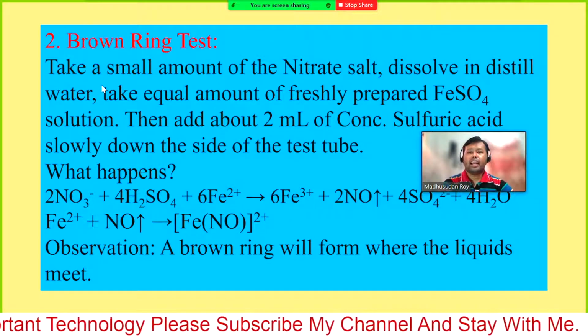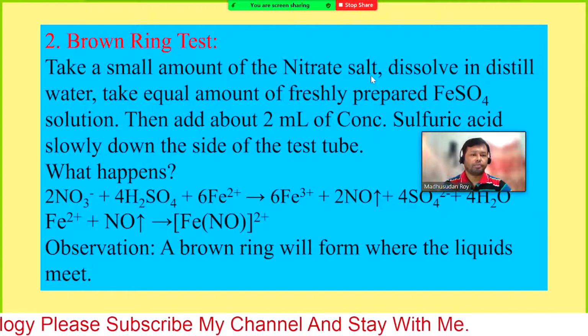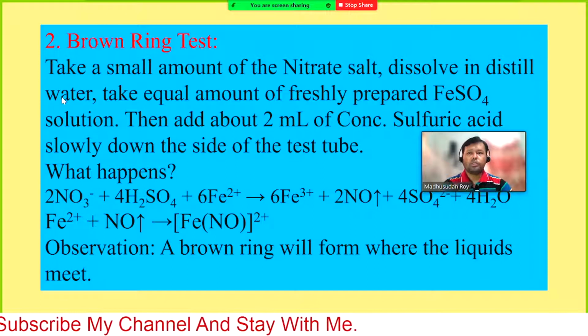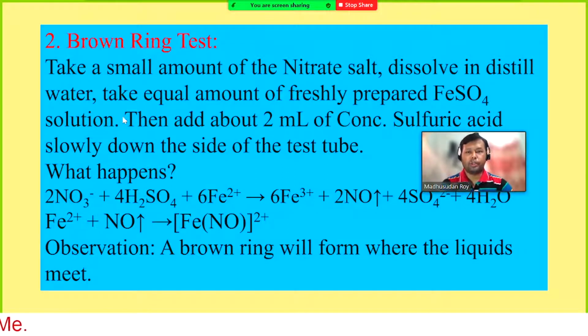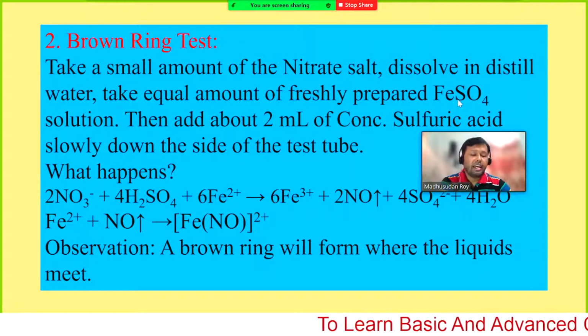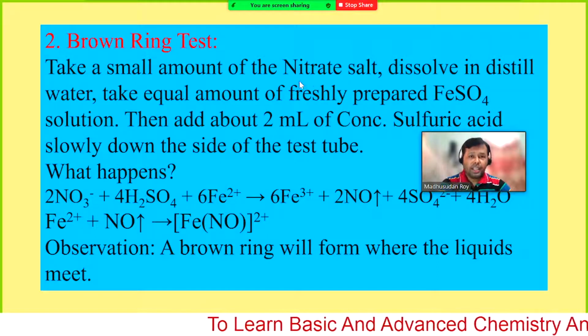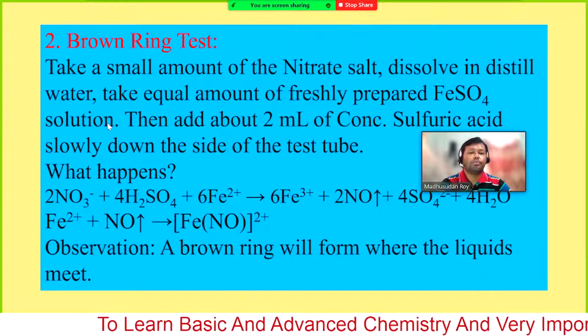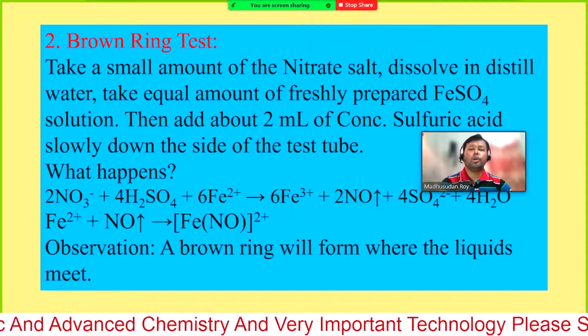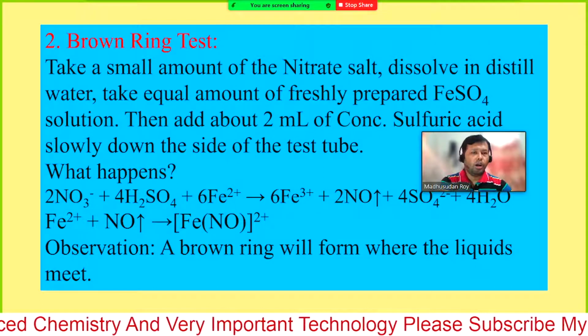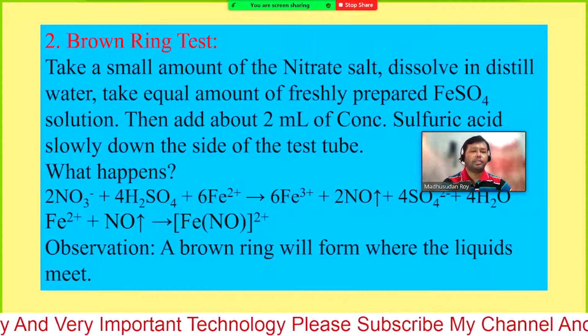However, take a small amount of nitrate salt. That is our sample. So take a small amount of nitrate salt and dissolve it in distilled water. That means preparation of the original solution. Take an equal amount of freshly prepared iron sulfate. That is another precaution: freshly prepared iron sulfate solution. What does it mean? You have to prepare the iron sulfate solution immediately or just before your experiment.